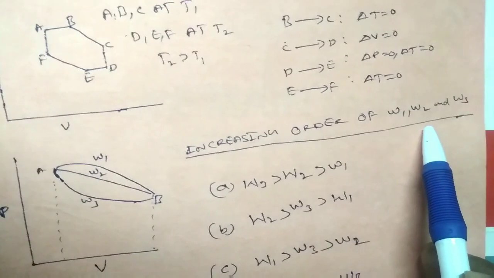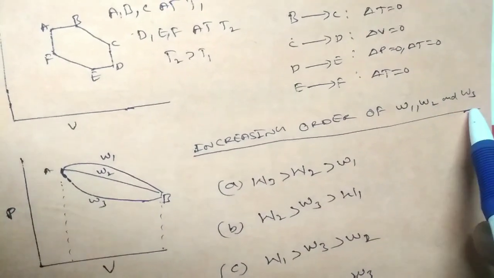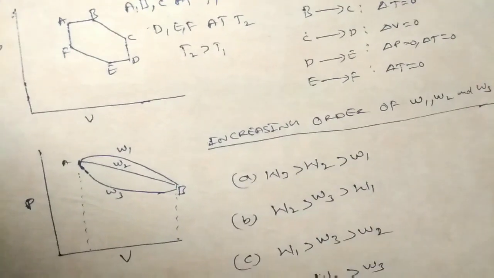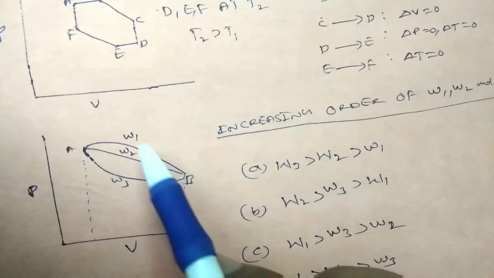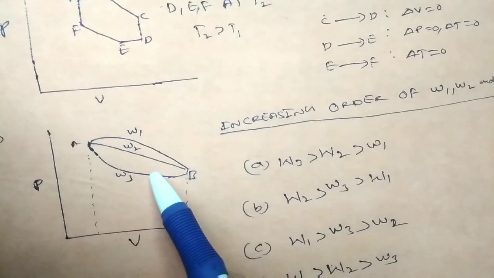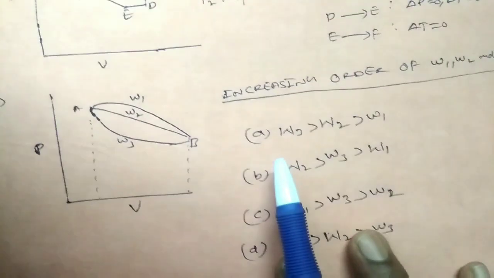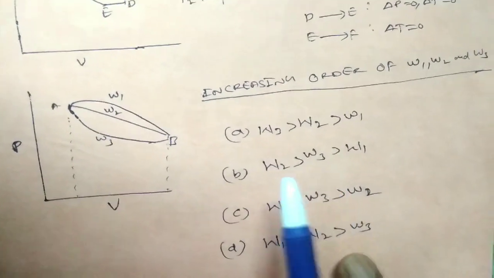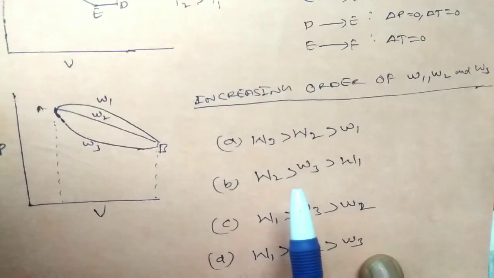So now they're asking us the increasing order of work done W1, W2, W3 along these paths. Okay, so which one would be more? Is W1 greater than W2, or is W3 greater than W1? They're asking us to identify which one is the right increasing order.